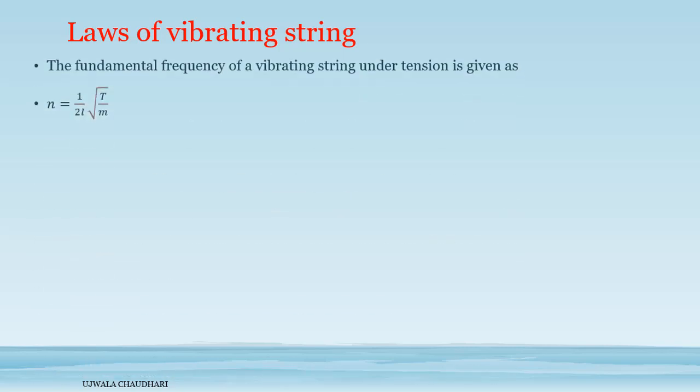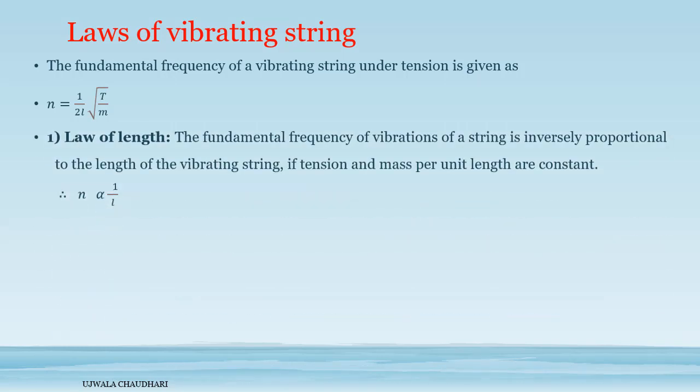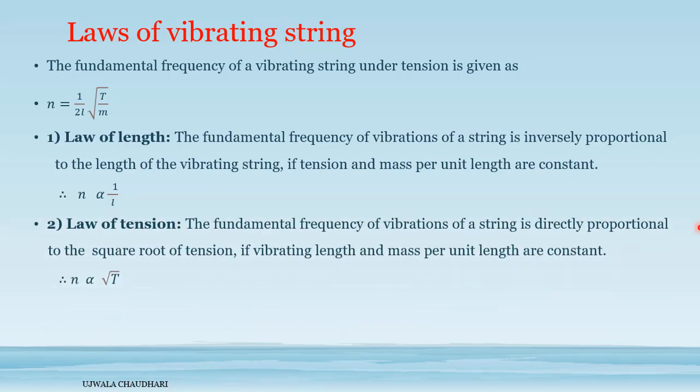Laws of vibrating string. The fundamental frequency of a vibrating string under tension is given by n equal to 1 upon 2l root T by m. The first law is the law of length, that is n is inversely proportional to l. So the fundamental frequency of a vibrating string is inversely proportional to its length. Law of tension: n is directly proportional to the square root of T.